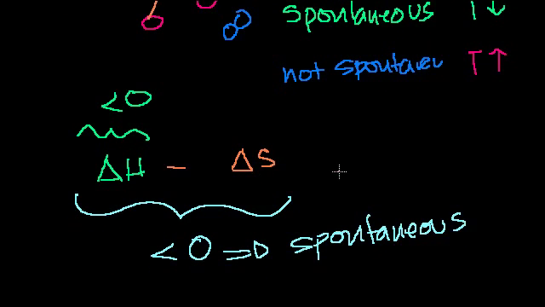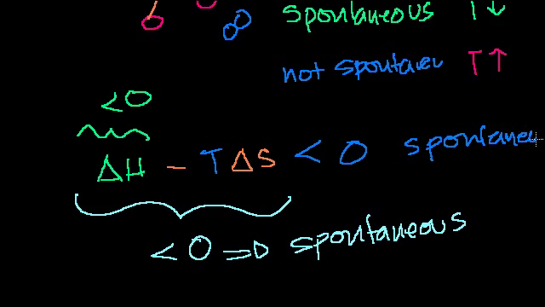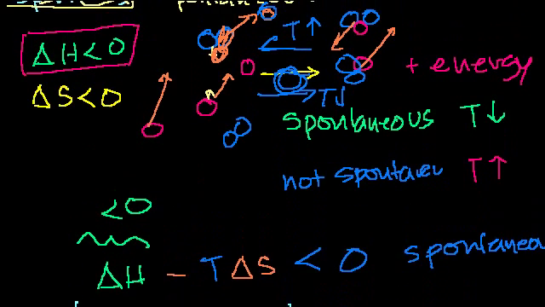So let's see if we can weight that. So when temperature is high, entropy matters. When temperature is low, entropy doesn't matter. So what if we just scaled entropy by temperature? What if I just took a temperature variable here? Now, my claim or my intuition, based on everything we've experimented with so far, is that if this expression is less than 0, we should be dealing with a spontaneous reaction. And let's see if it gels with everything we've said here.